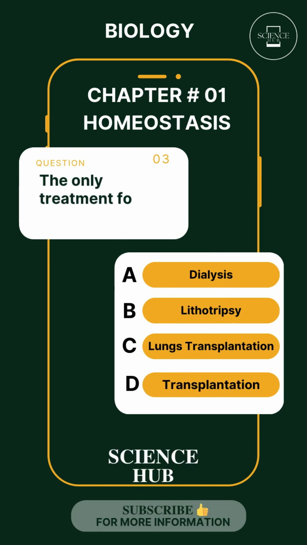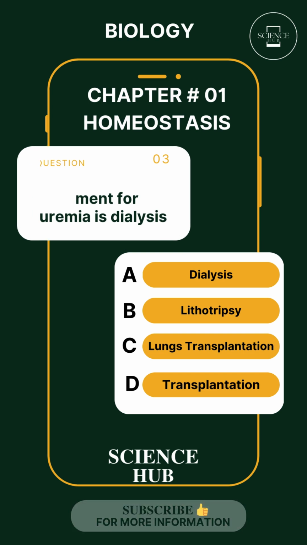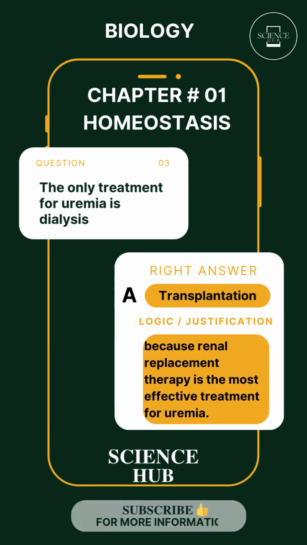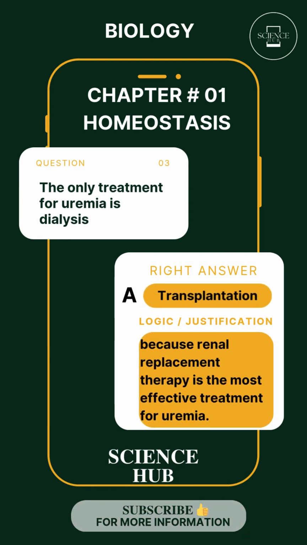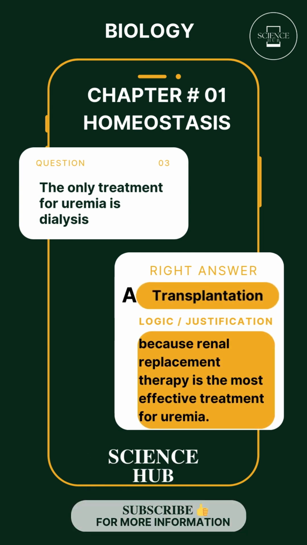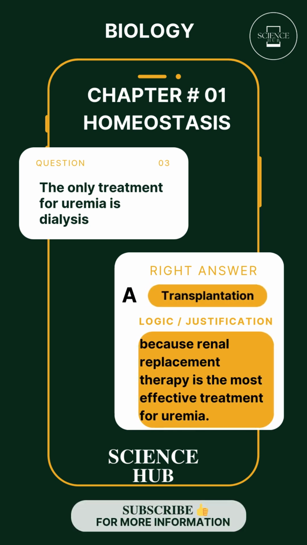Question number 3. The only treatment for uremia is dialysis. Option A, dialysis, option B, lithotripsy, option C, lungs transplantation, option D, transplantation. The right answer is option D, transplantation. Reason and justification is because renal replacement therapy is the most effective treatment for uremia.